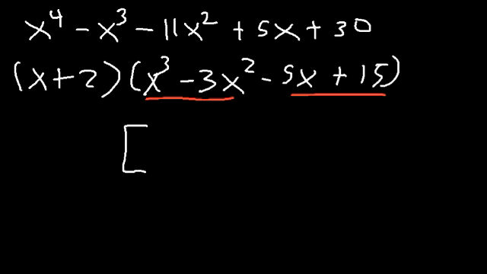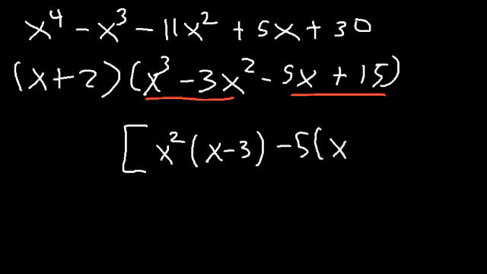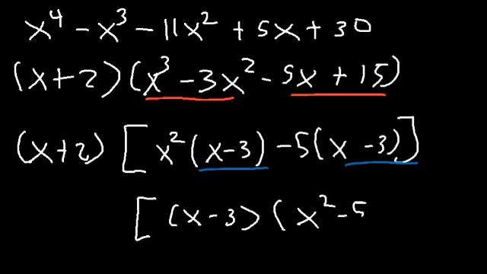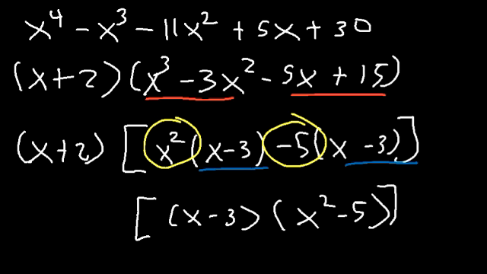So in the first two terms, let's take out an x squared. And then we'll be left with x minus 3. And if we take out negative 5, negative 5x divided by negative 5 is x. 15 divided by negative 5 is negative 3. So now we can take out the common term, x minus 3. So it's x minus 3 times x squared minus 5. And then multiplied by x plus 2.